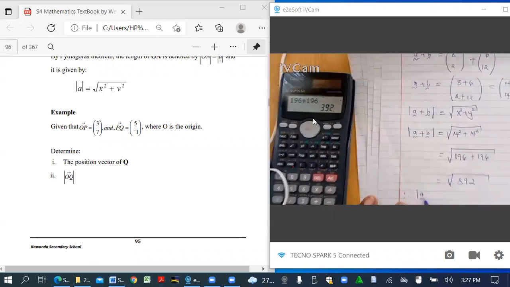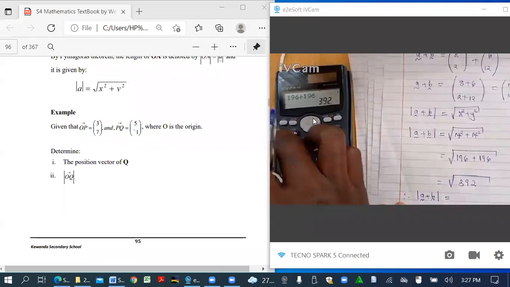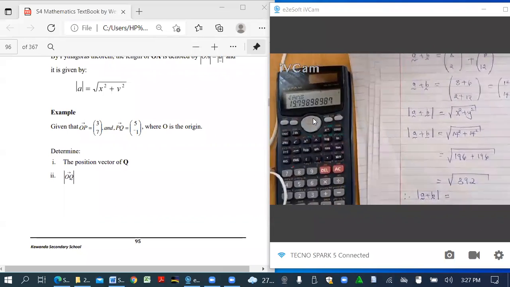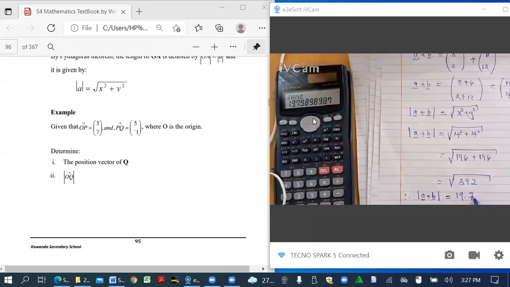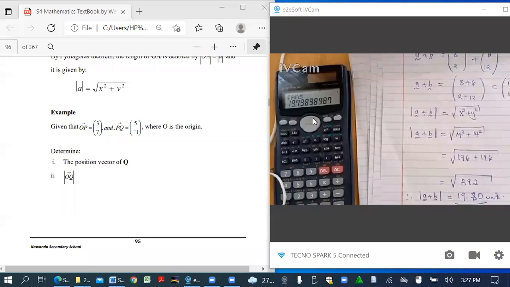Therefore, the magnitude of A plus B is equal to the square root of the answer. The square root of 392 is 19.8. Good. It's 19.8 units.